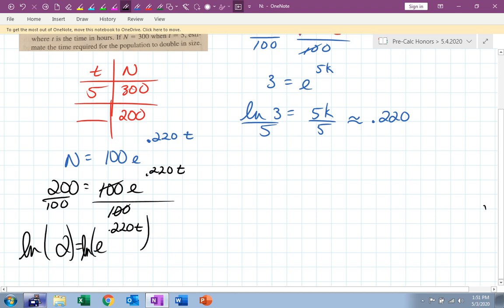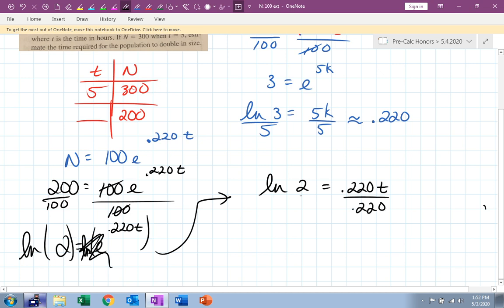The ln and e on this side, remember, cancel out. So I'm going to jot it up here. We get the ln of 2 equals 0.220t, and divide both sides by 0.220.